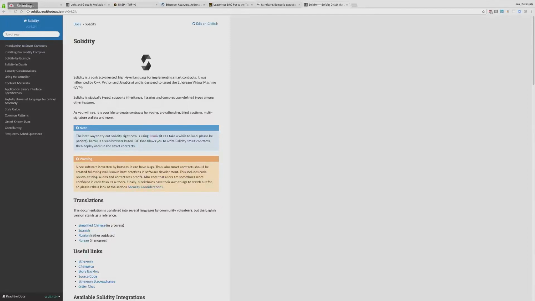IDA is $3,000. Like, IDA's not cheap. I mean, you've got Hopper, which is $99, but doing binary exploitation on a large scale just isn't cheap. And while there are resources, looking through things like GDB, there's not very good entry-level resources.